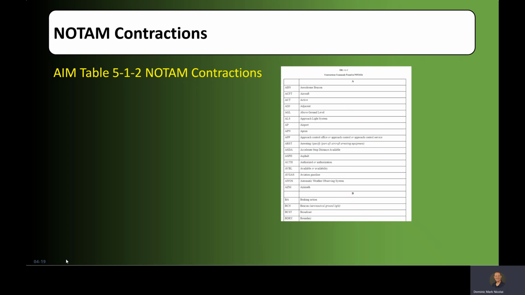So in order to learn these contractions, some of them are very simple. Others, you just need to look them up. In your AIM, there is a table, 5-1-2, for those NOTAM contractions. So if you have your AIM with you, whether it's paper or digital, why don't you please get that out, as this will be very useful to you.